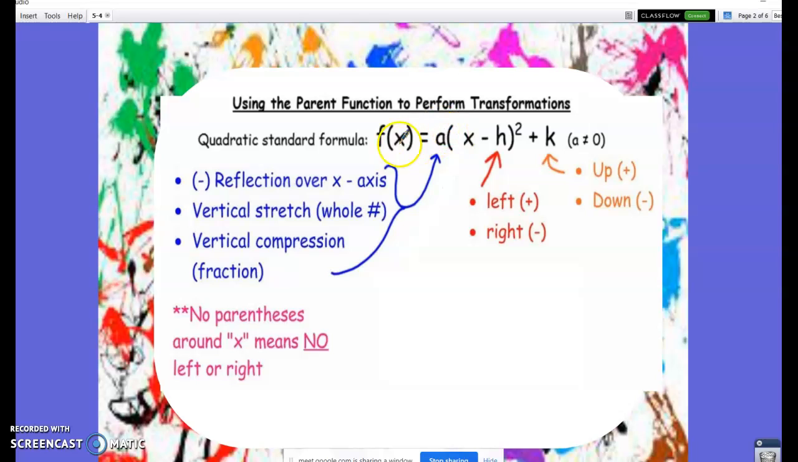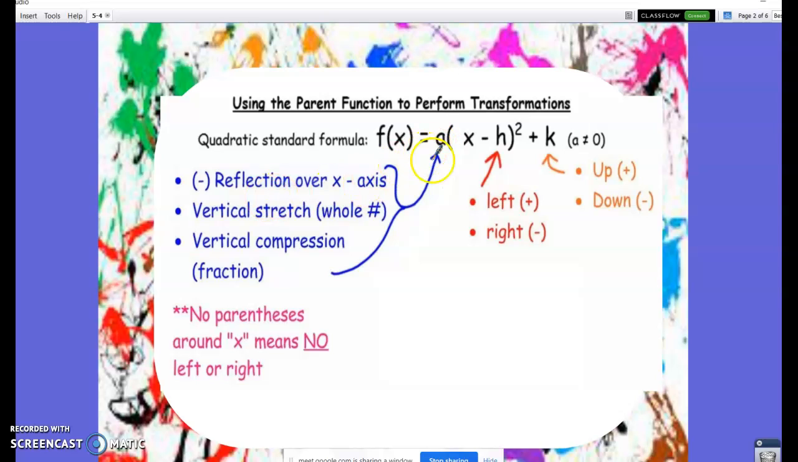For example, this is vertex form of quadratic functions. We've been working in standard form, which you can actually get to if you multiply this by itself and then apply the a value and then add the k value. You can get to standard form, but actually vertex form is the best for finding the transformations.